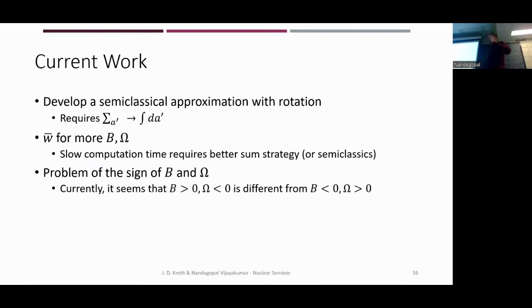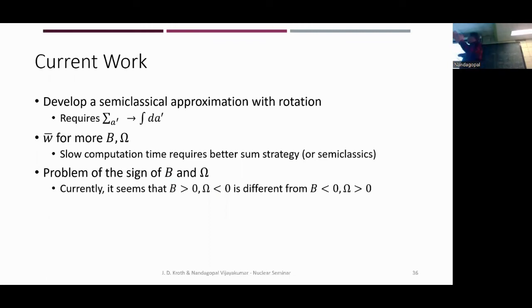So our current work, Nandagopal's current project, is to say we want to do semi-classics with this. We want to say, or in the no rotation case, we can do semi-classics and say the sum over n prime goes to an integral over n prime, which is much easier to do. And we want to do the same thing with a prime. We want to say sum over a prime goes to an integral over a prime, and then that would significantly cut down on our computation time.